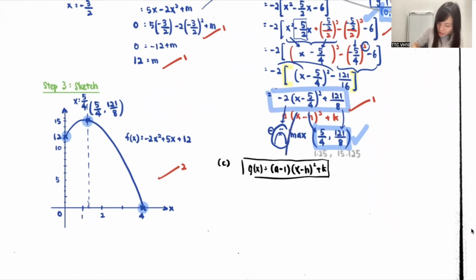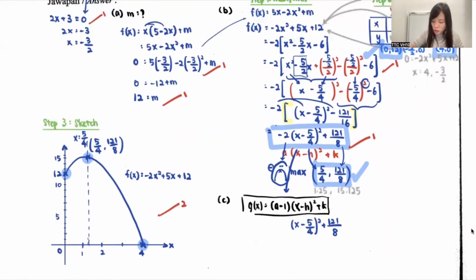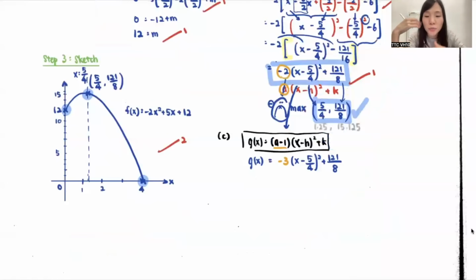So now if you want this form, isn't it just convert it? You see, this x minus 5/4 squared is the same. The k is the same. The only thing changed is the a. Remember, originally this is the a, so a is originally -2. Now you want a minus 1. Isn't it -2 minus 1? This should be a -3.